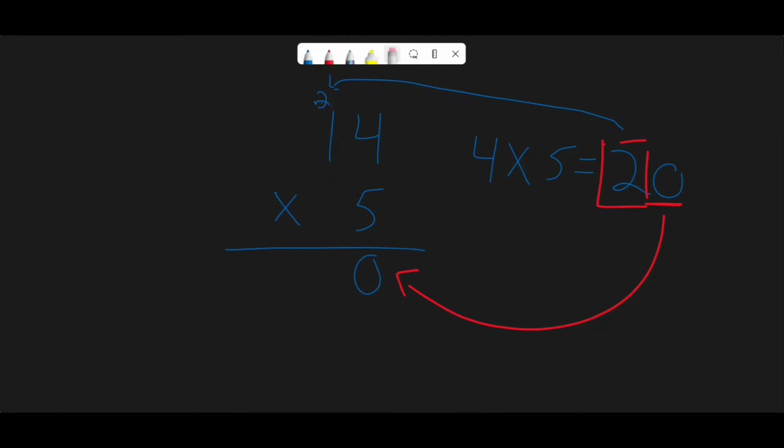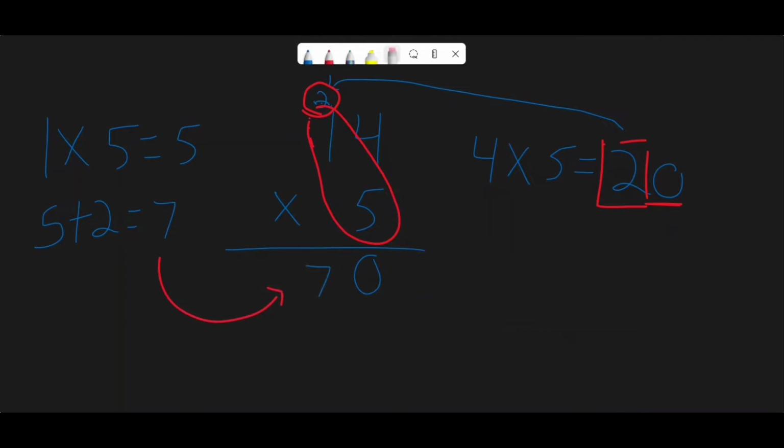Now we're going to move on to the second column. I'm going to multiply 1 times 5, which equals 5. But we can't forget about this 2. We add that to the 5. So 5 plus 2 equals 7. So we place a 7 right there. Let's clean this up a little bit. We get the final answer of 70.